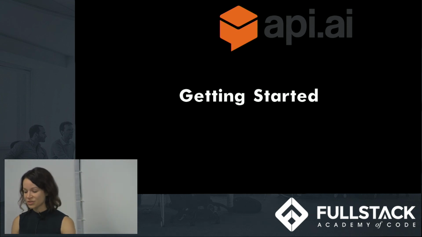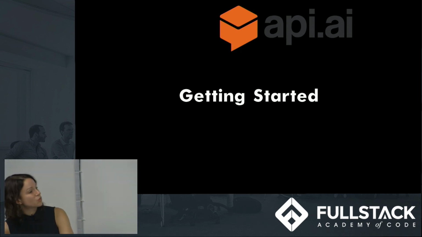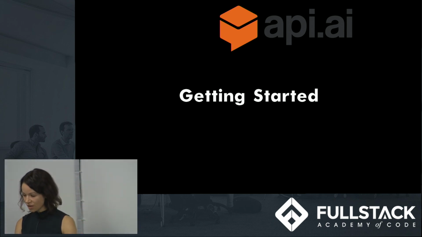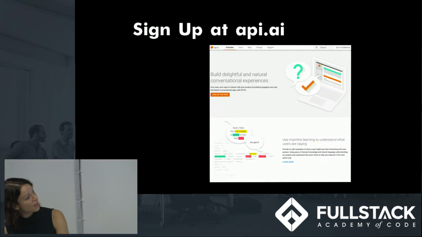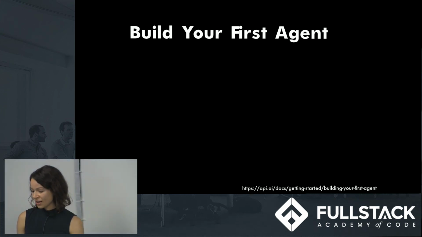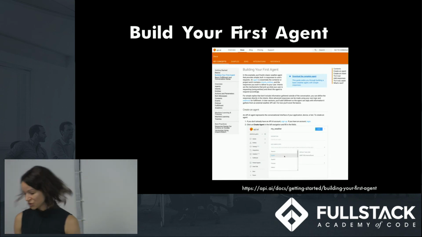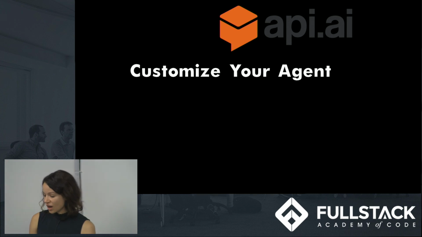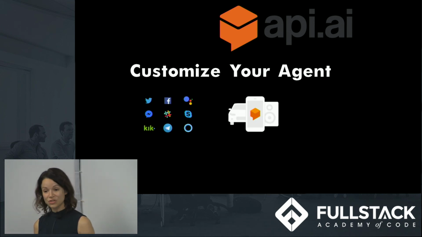So if you're interested in getting started, I won't go too much into the mechanics of how you do it. They have a really fantastic explanatory go-through to get you started. You just need to sign up at api.ai and follow the instructions like I did to build your first agent. And then maybe after you've done that, try customizing your own. So maybe deploy it on a different platform, a different medium, or maybe a different language, and see how you can possibly integrate chatbots into your next app.